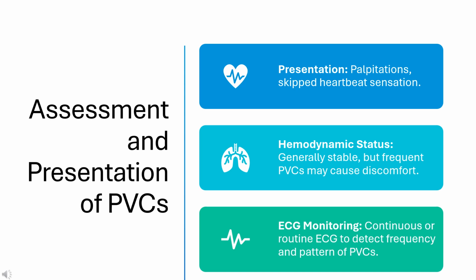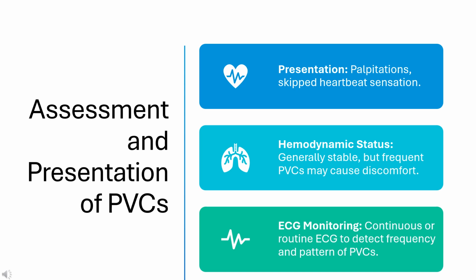The ECG will show the characteristic wide and bizarre complexes associated with PVCs. These complexes occur earlier than the next expected beat, disrupting the regular rhythm. By monitoring the ECG, healthcare providers can determine how often the PVCs are occurring and if there is a particular pattern, such as bigeminy, which is a PVC every other beat, or trigeminy, which is a PVC every third beat.